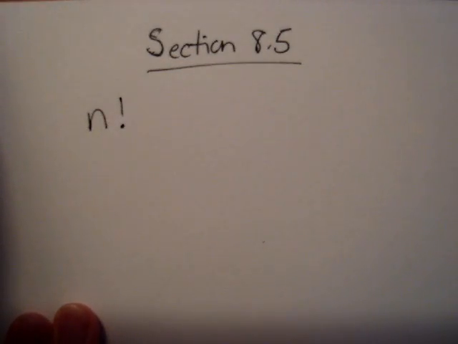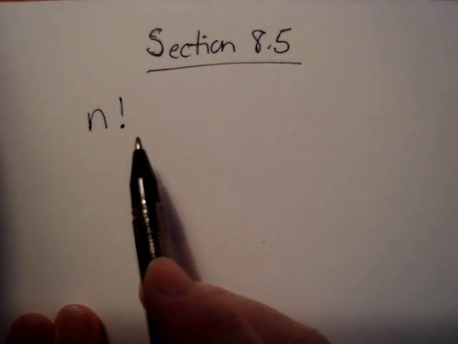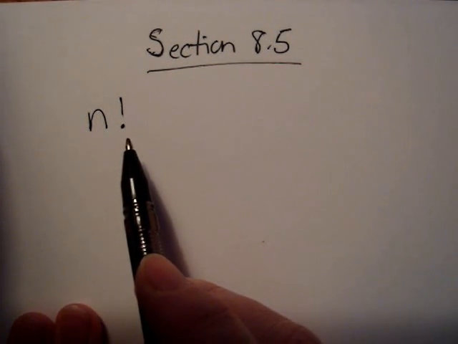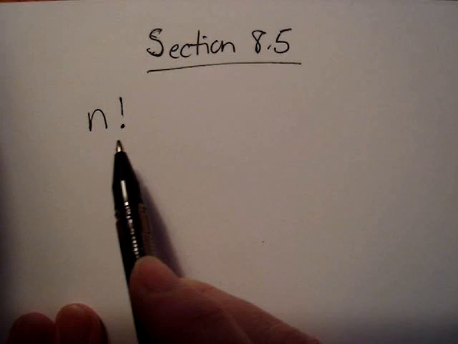So that is n with an exclamation point after it. And what that means is n is some whole number, and that is called the factorial symbol. Factorial. So you can look how that's spelled. Look up how that's spelled in your book.